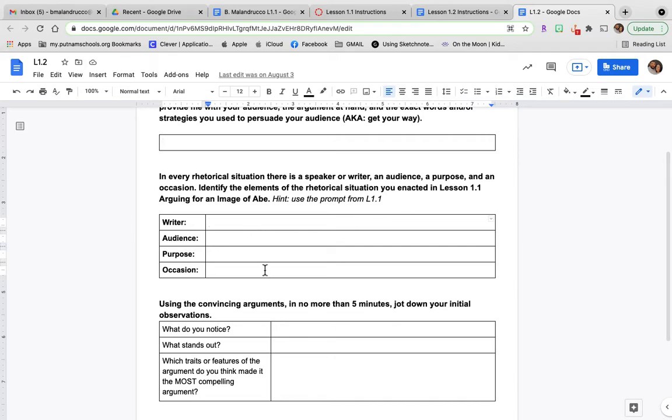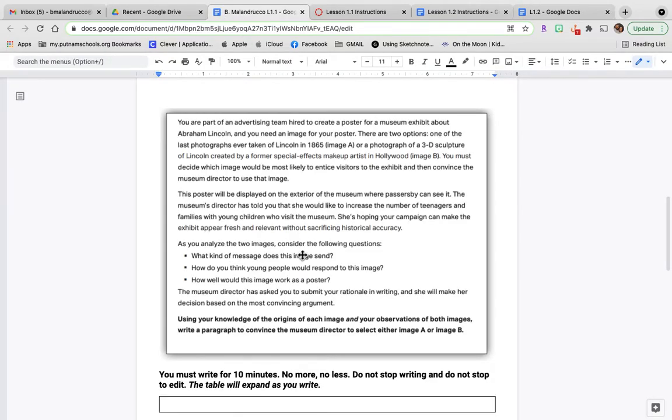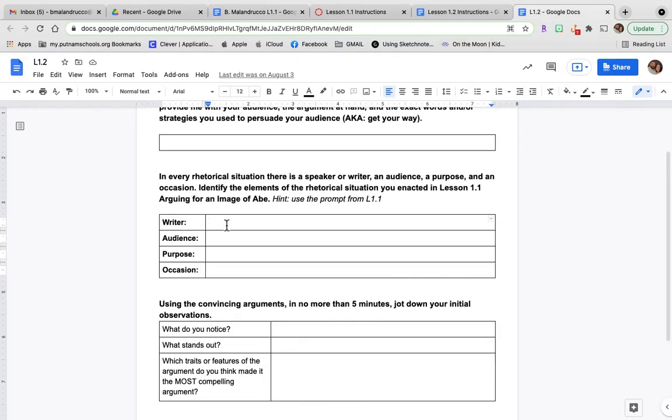So who's my writer? Oop, my bad. You are part of an advertising team hired to create a poster for a museum exhibit. So I'm the writer, but it's not just me, it's a team, and it's an advertising team. So I would write advertising team here.